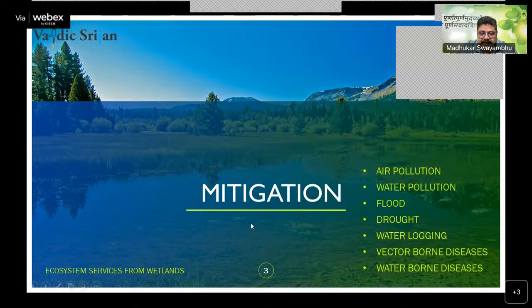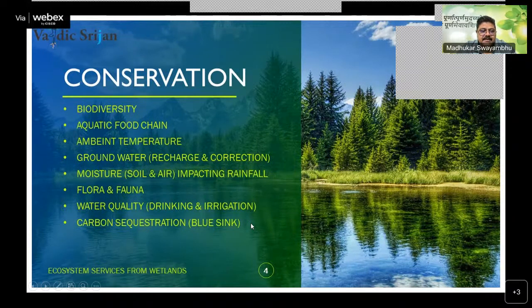The second kind of services that we have is the conservation service, wherein the biodiversity, aquatic food chain, temperature maintenance in the vicinity, groundwater recharge and correction, moisture in soil and air, flora, fauna, water quality and carbon sequestration, which I just explained. These are again another kind of services from the water bodies.